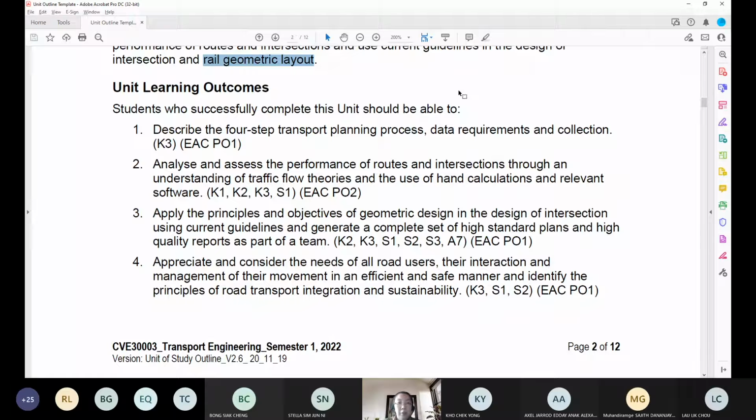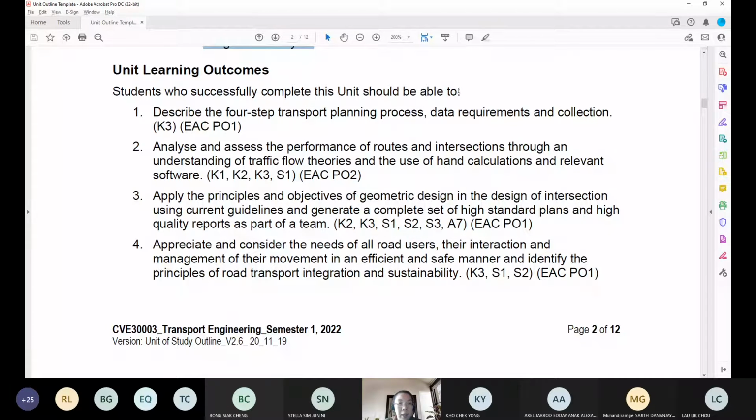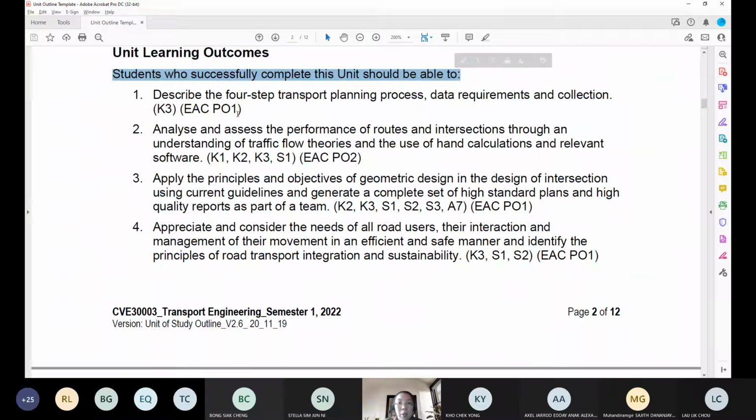Now, in terms of moving on, in terms of the learning outcome, unit learning outcome, what this means is that what we hope you will be able to do after going through this unit for one semester. All right. So students who successfully complete this unit should be able to, and if you want to know, all of your assessments are actually tied to these learning outcomes. All right, so certain assessment will help you to achieve some of these learning outcomes.